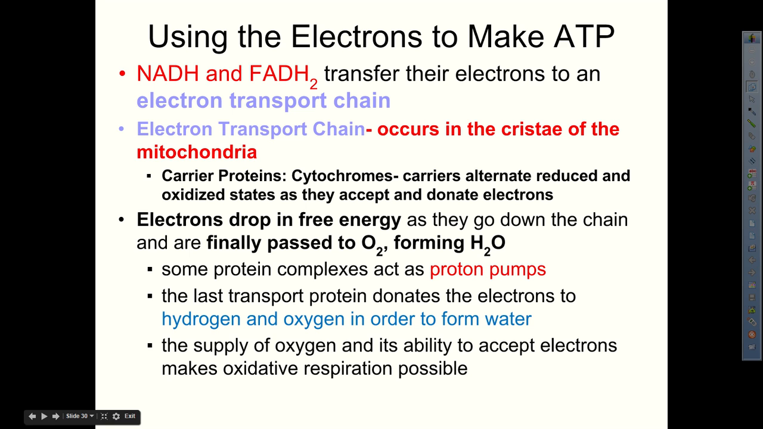Also, there's a very, very special protein called ATP synthase. And so -ase is an ending for enzymes. So it's ATP synthase, an enzyme that builds ATP. As the protons move through the ATP synthase, this is going to catalyze the production of ATP.